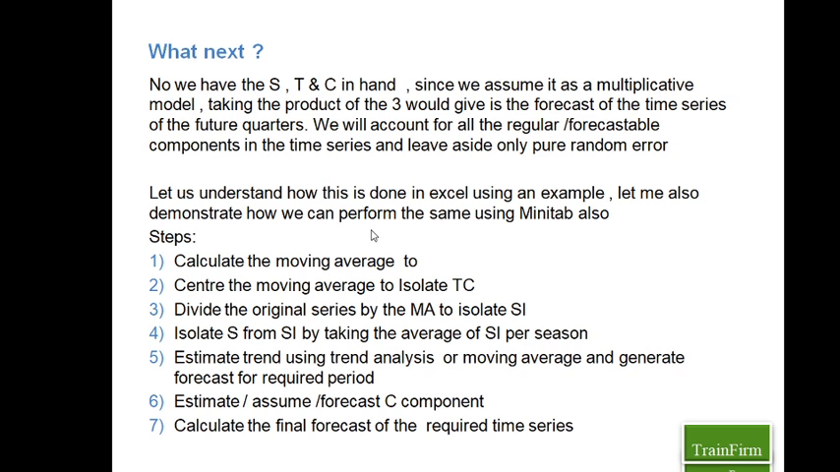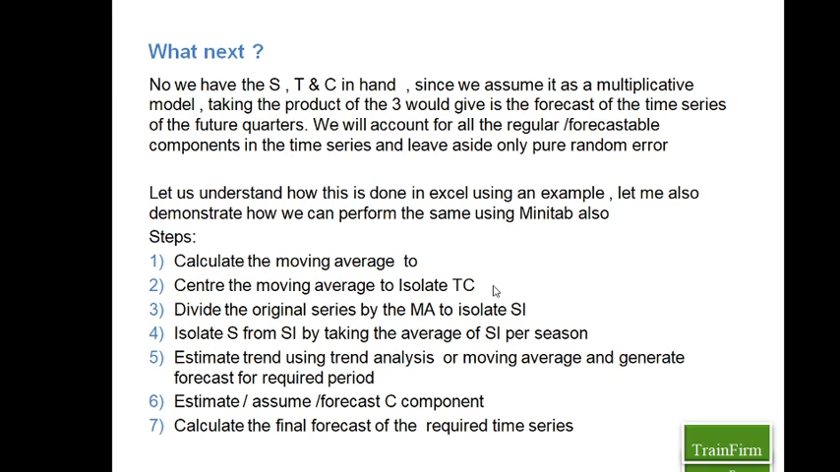So first is to calculate the moving average, right? Calculate the moving average and center it to isolate TC. First decide on the moving average order, then calculate the moving average, then center the moving average. When you center the moving average, you will get a component called TC, right? And divide the original series by that MA, which is nothing but TC, right? TCSI divided by TC will isolate the seasonal and irregular component for you.